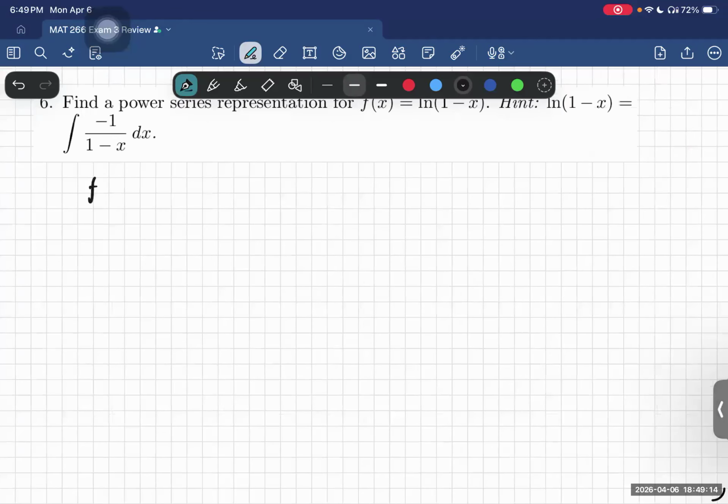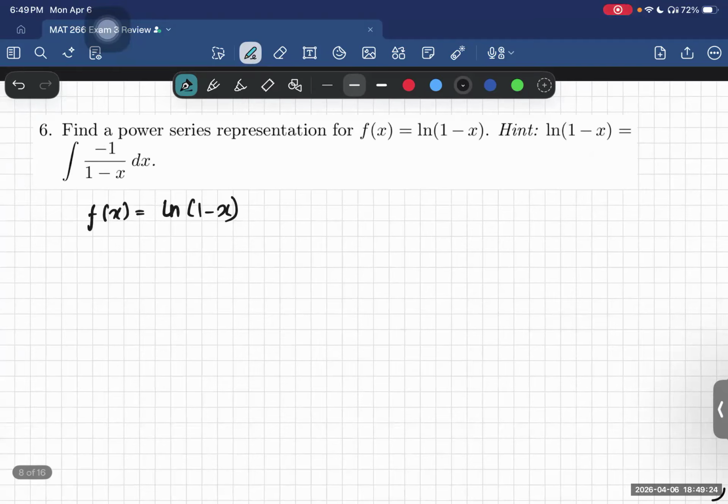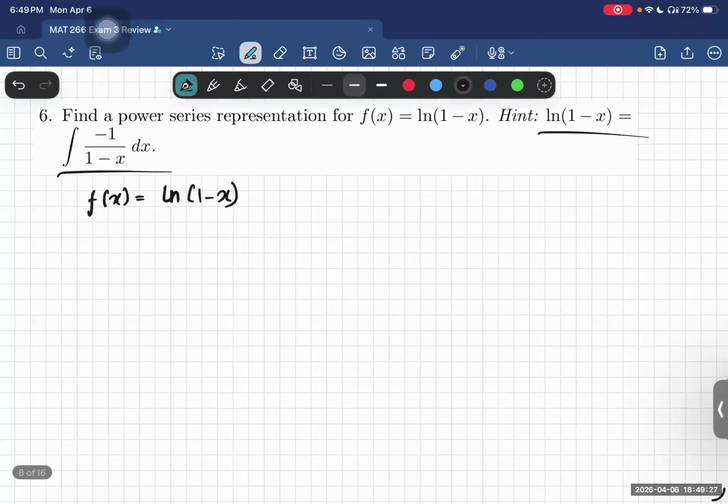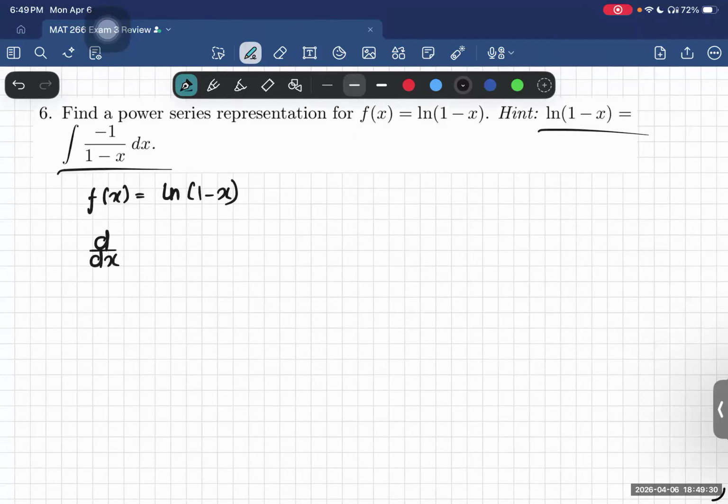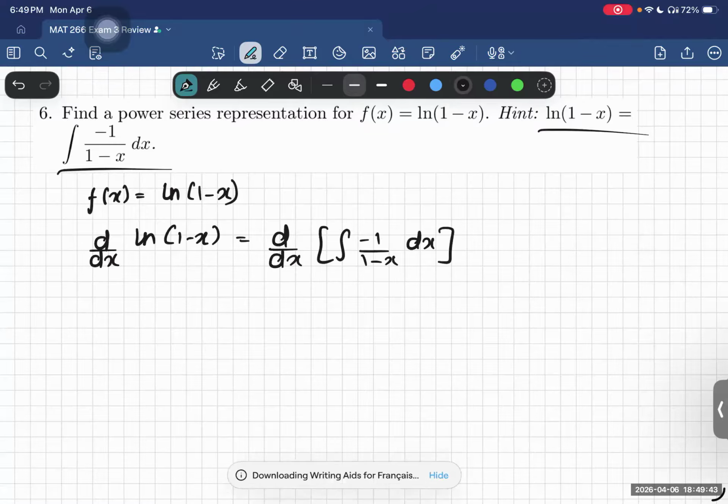So we have f of x equals ln of 1 minus x. Now, with this identity that they have given me here, I can write d over dx of ln of 1 minus x equals d over dx of the integral of negative 1 over 1 minus x dx. So the derivative and the antiderivative just cancel out each other, and I get negative 1 over 1 minus x.